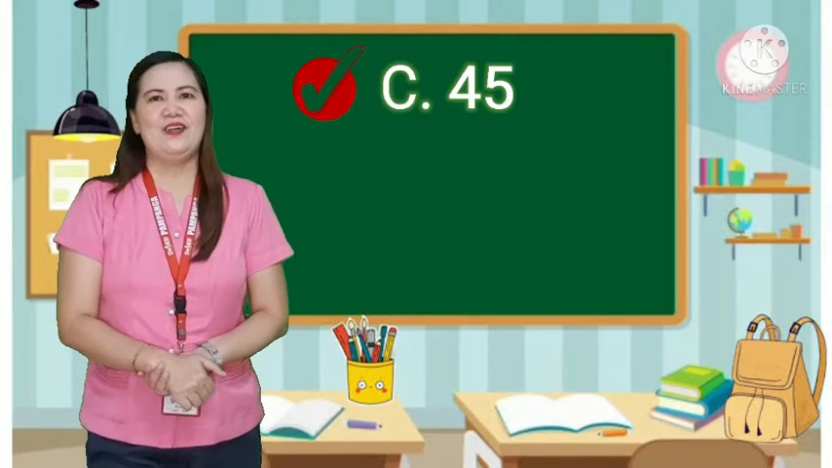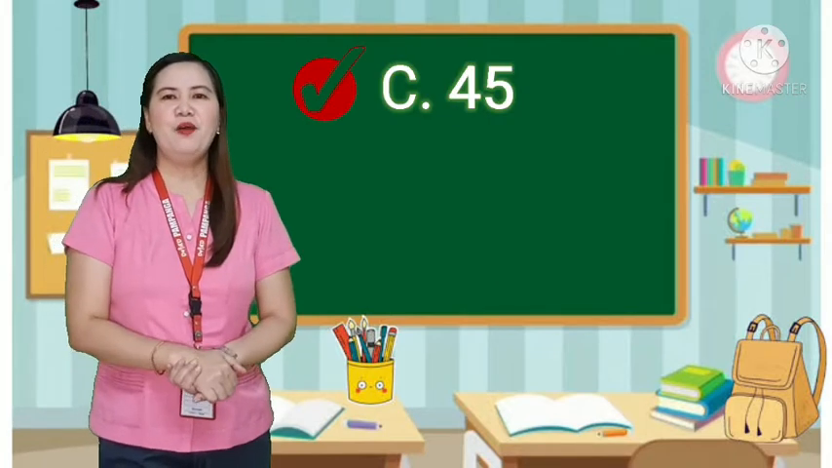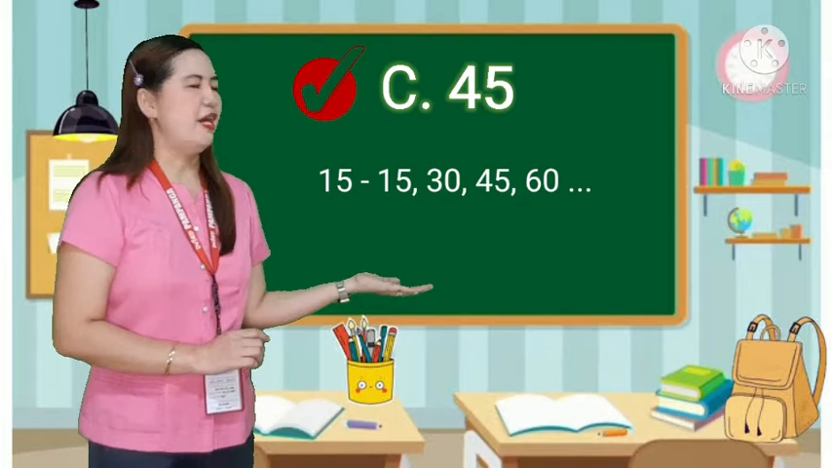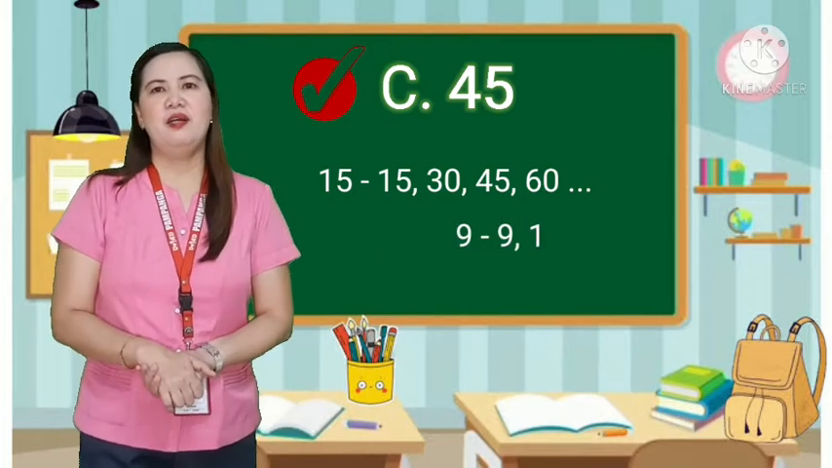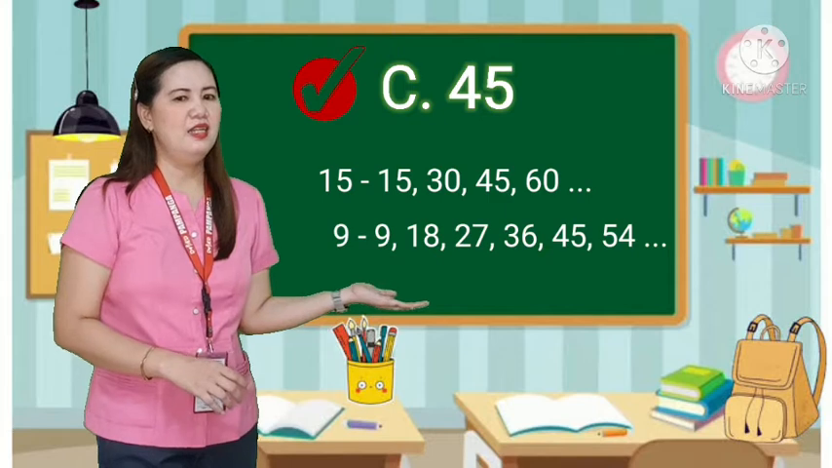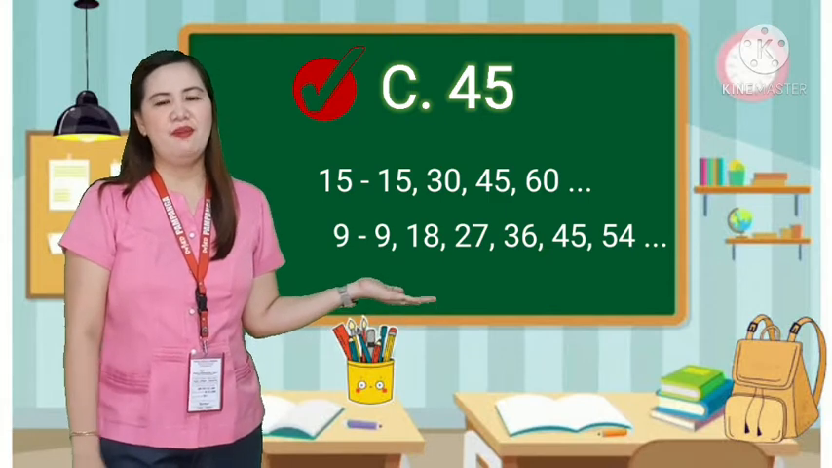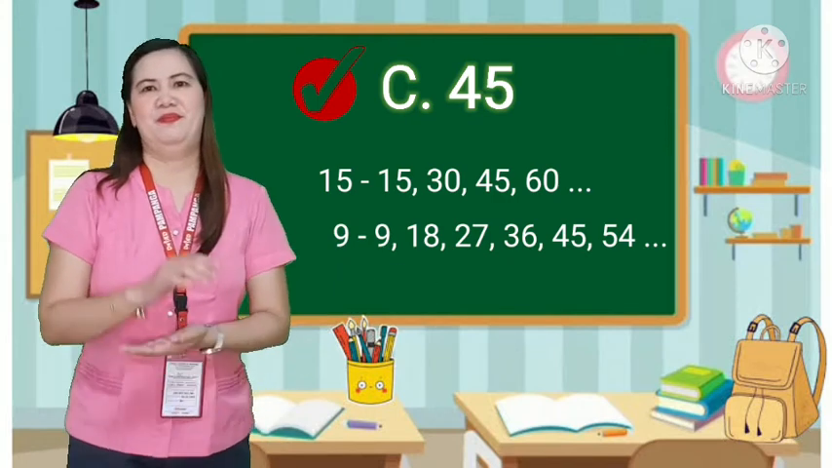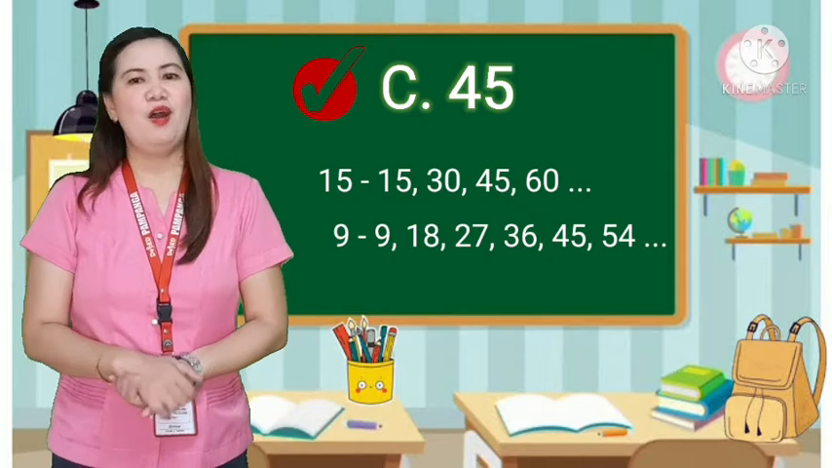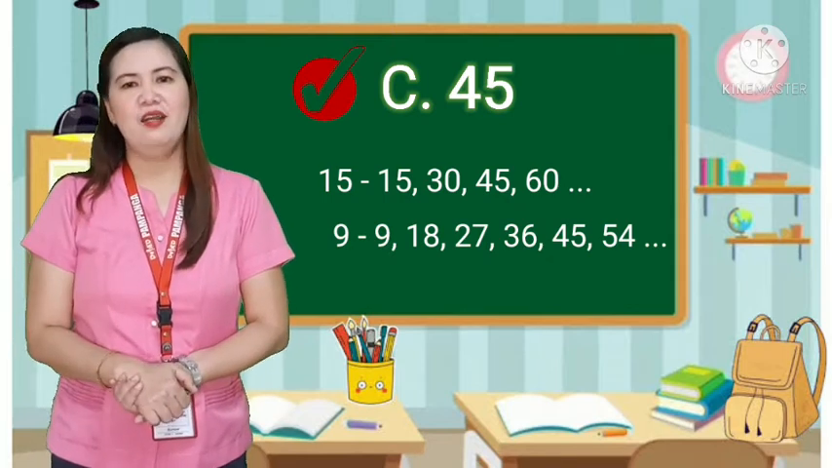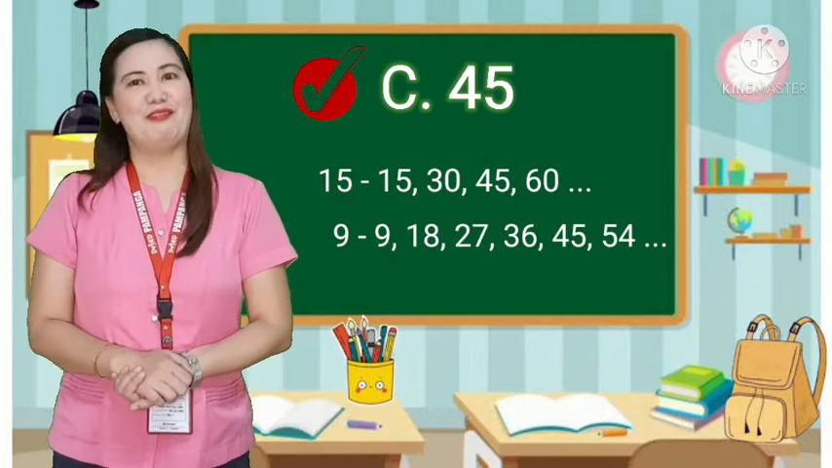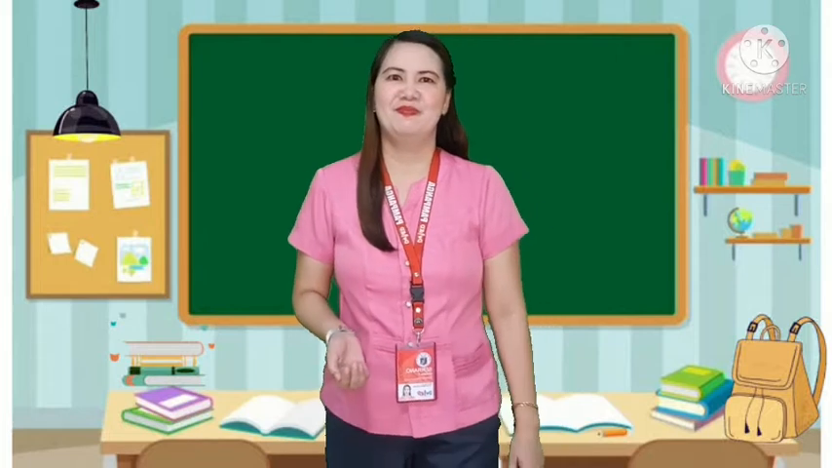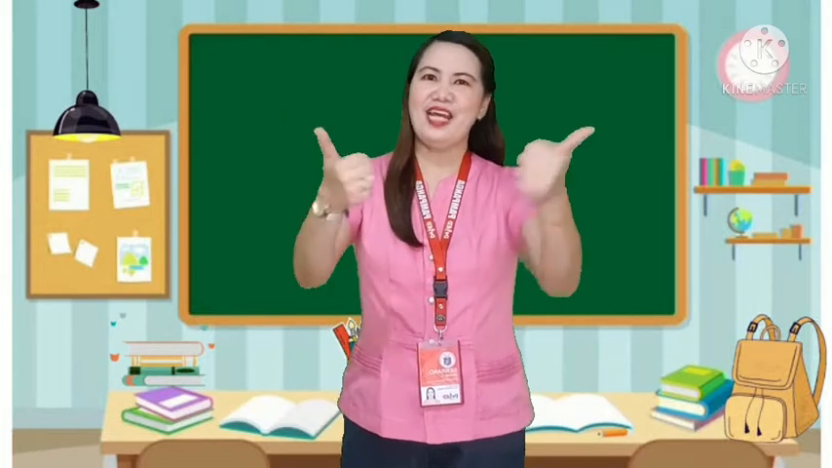Correct. Okay, the multiples of 15 are 15, 30, 45, 60. And the multiples of 9 are 9, 18, 27, 36, 45, and 54. Therefore, the LCM of 15 and 9 is 45. Did you get all the answers correctly? Great job, kids!